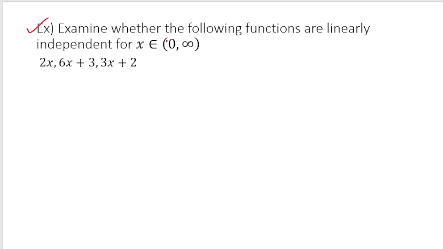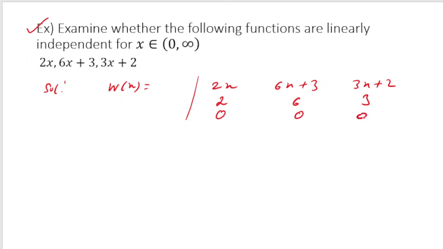One more question. Examine whether the following functions are linearly independent in the given interval. There are three functions and we have to check. So how to check? Again I will calculate the Wronskian. The functions are 2x, 6x plus 3 and 3x plus 2. First row. In the second row I differentiate them, so 2, 6 and 3, and in the third row I differentiate them again, so all will become 0. If one row of a determinant is equal to 0, then the determinant will be equal to 0.